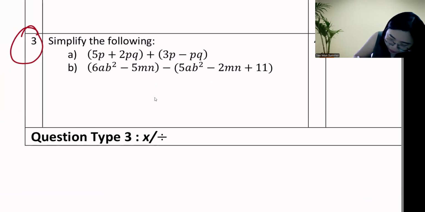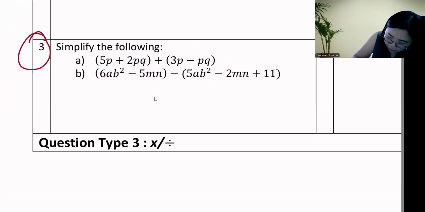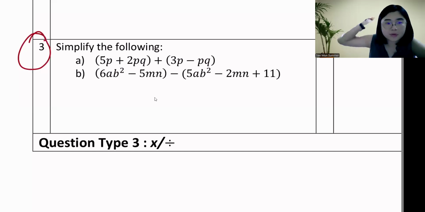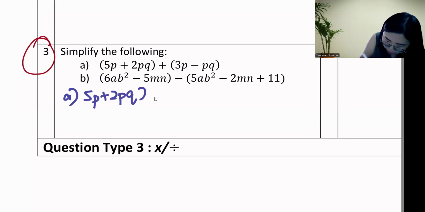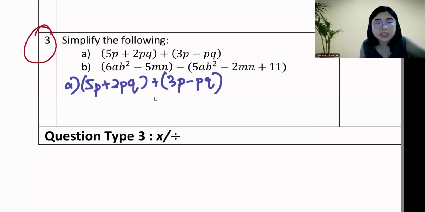Simplify the first one, A. Anything that you're not sure of, remember to raise your hand. This is too simple, so I think I won't do a summary of it with you all. So 5p plus 2pq and then plus 3p minus pq. I think we need to use factorization. Am I right? Do you remember factorize and expand? Yes, right, correct.